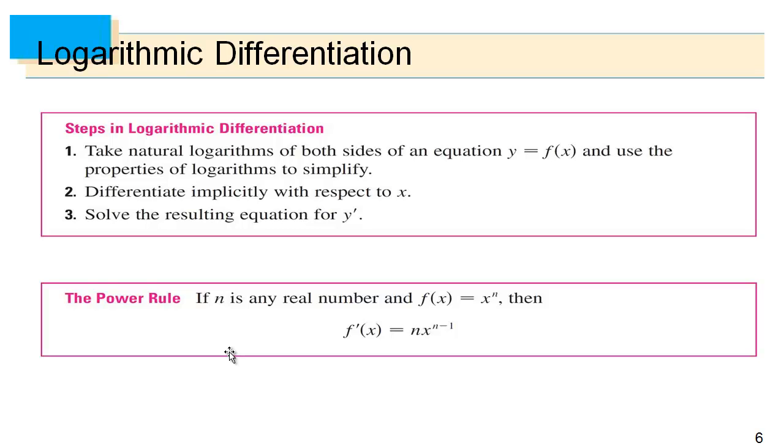You take the natural log of both sides. Why the natural log of both sides? It really doesn't matter. You could take log base 10 of both sides or log base 5 of both sides. We just take natural log because it's the most common one we're used to. It's the easiest one to write. There's really no reason why you have to take any type of a different base. But natural log is the best one to do. Differentiate it implicitly with respect to x and then solve the resulting equation for y prime, which remember is the same thing as dy dx. And then just a little reminder of the power rule since you're going to be using that a lot.